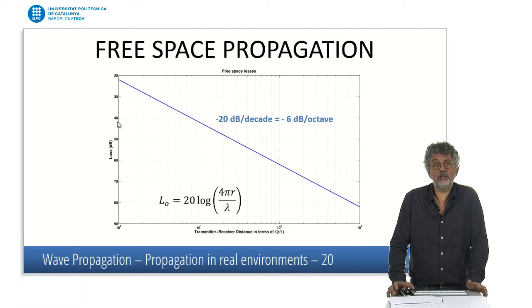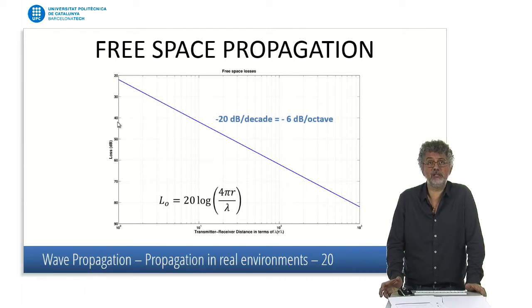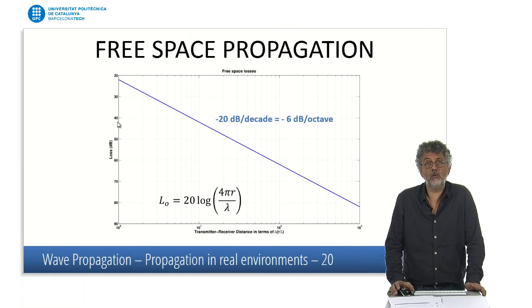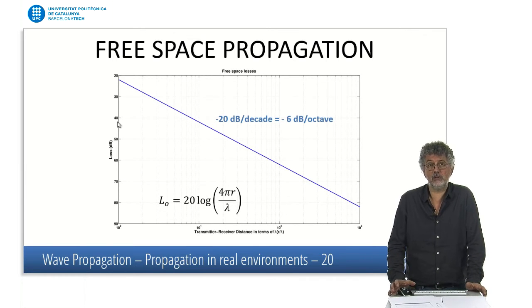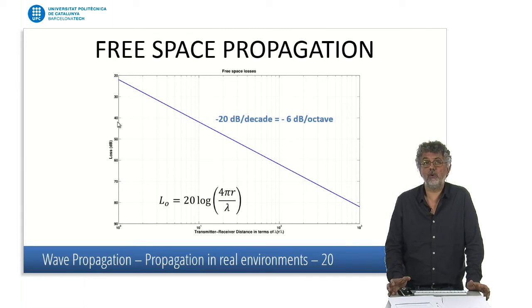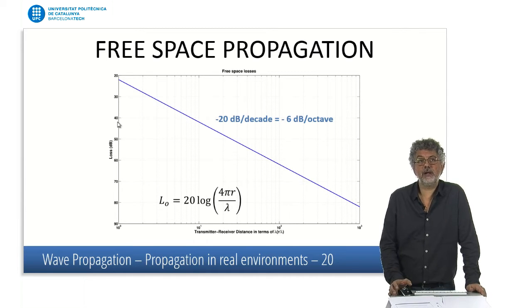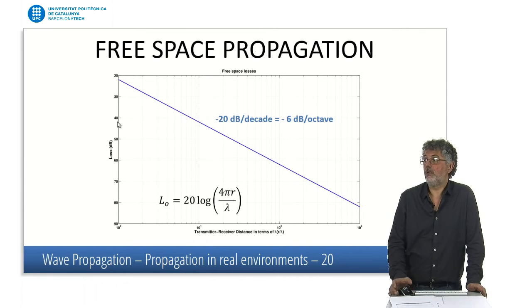For instance, consider a system operating at 2.45 GHz. That could be a Bluetooth or a Wi-Fi system, something like this. At 2.45 GHz, the wavelength is about 12 centimeters. So 10 wavelengths is about 1.20 meters, maybe 1.5 meters. So that means that in that link of 1.5 meters, we already have free space propagation losses of over 40 dBs.